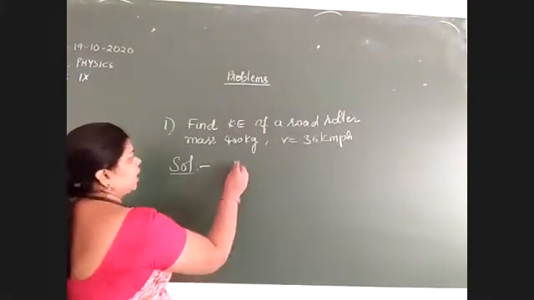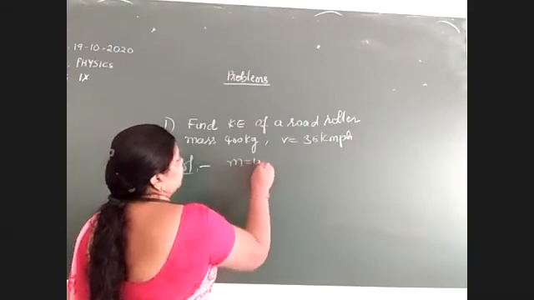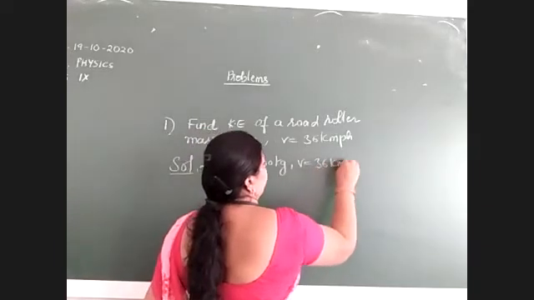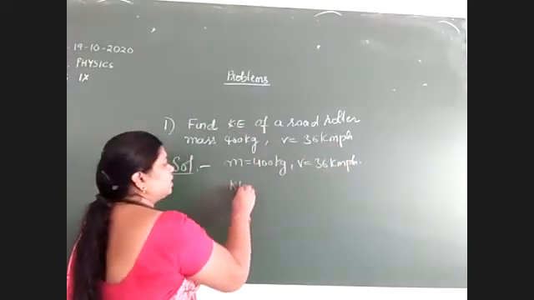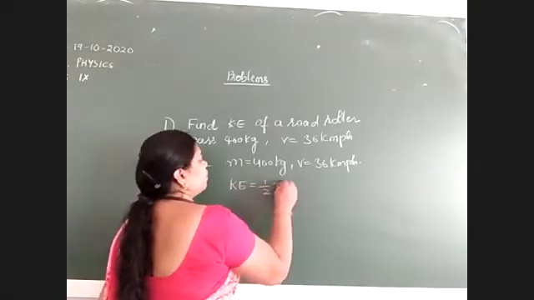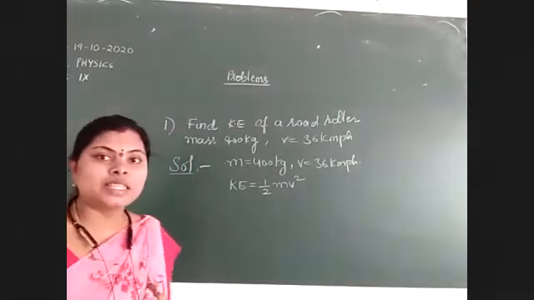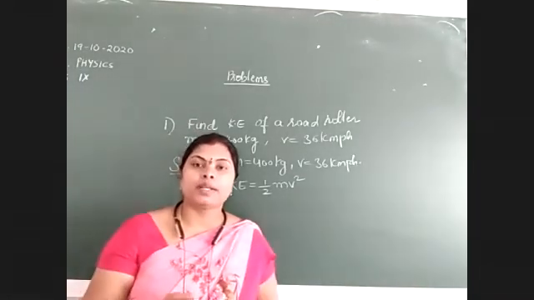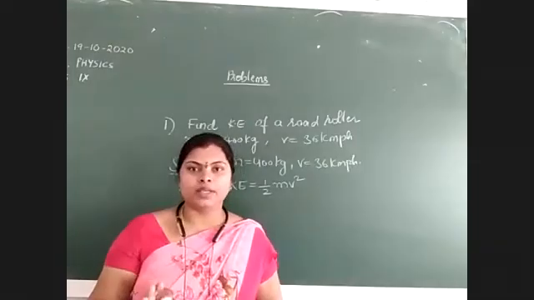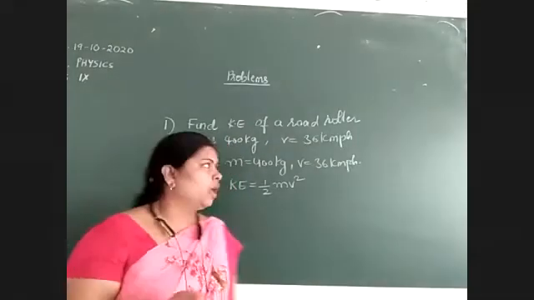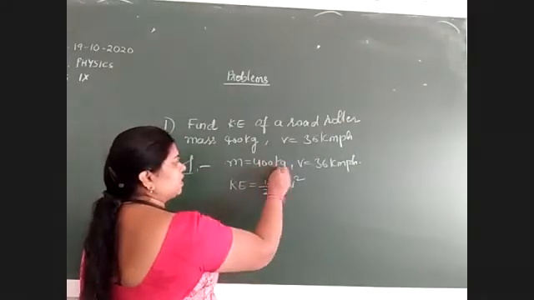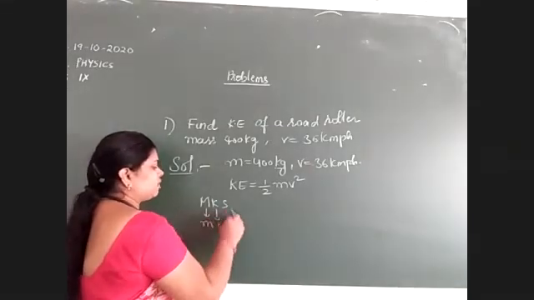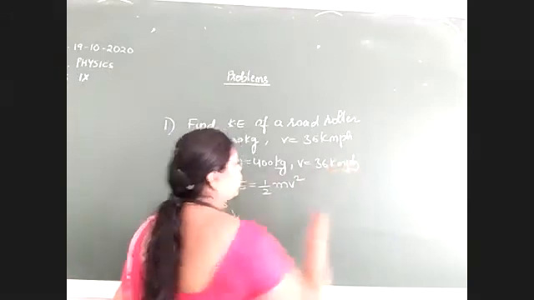Okay, let's see. Mass is given as 400 kg. Velocity is given as 36 kmph. Your kinetic energy formula is half mv square. This is your formula, right? Before substituting the values, make sure that all the quantities are in the same units, either in MKS system or CGS system. Okay, see, mass is in SI units, kg. MKS, K for kg, M for meter, S for second. But here it is kilometer per hour.